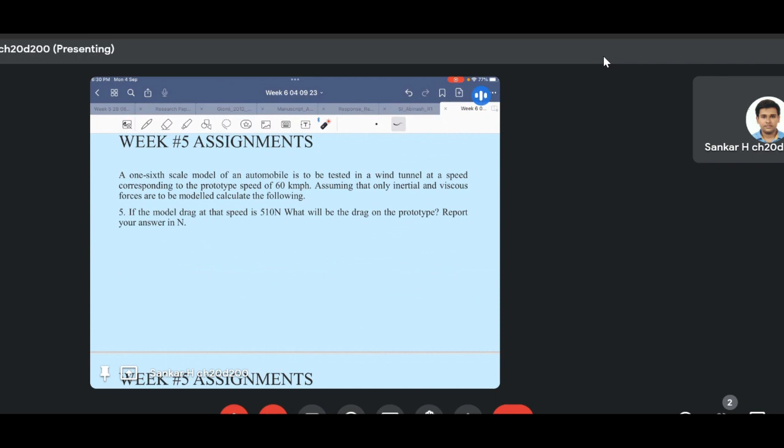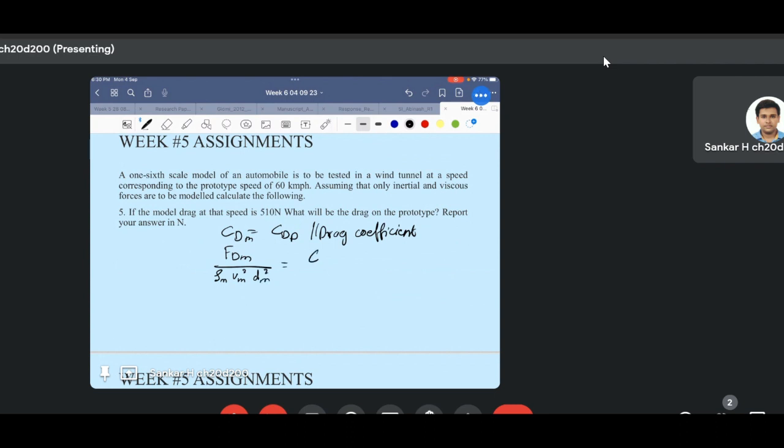Okay, for this, what we do is we in fact equate the drag coefficient on the model to the drag coefficient on the prototype. Since it is given that what we have to find out is the drag on the prototype, we equate the drag coefficients of the model and the prototype. And the equation for drag coefficient is given by the drag force to the ratio of rho v square d square.